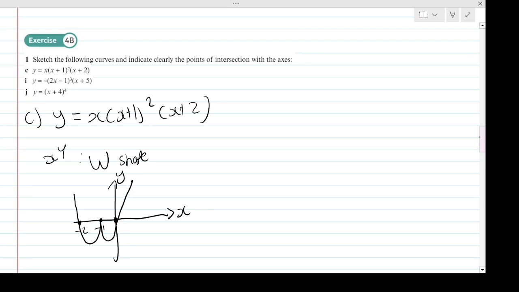There we are. And then let's do the next question. So now we have y equals minus (2x - 1)^3 (x + 5).